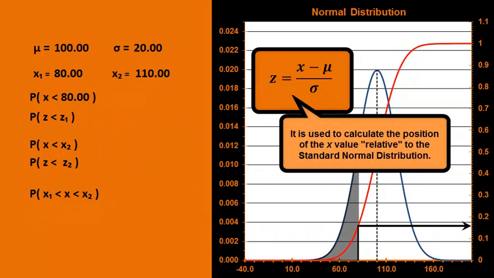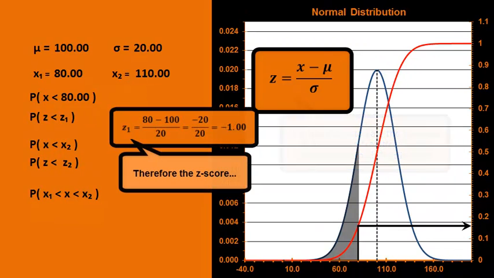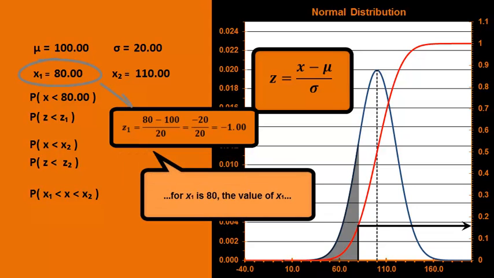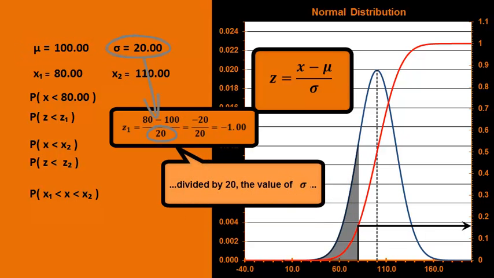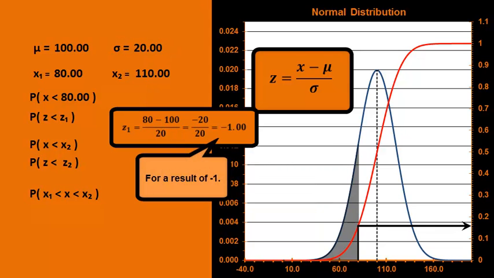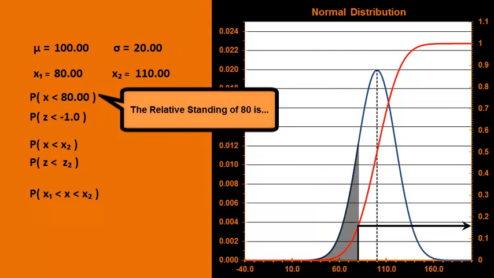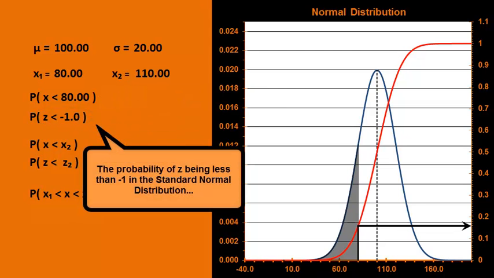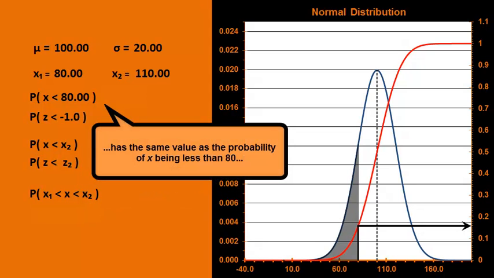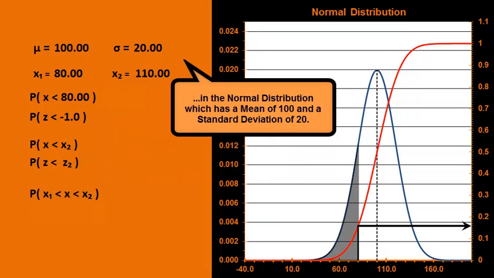It is used to calculate the position of the x value relative to the standard normal distribution. Therefore, the z-score for x1 is 80, the value of x1, minus 100, the value of mu, divided by 20, the value of sigma, for a result of minus 1. The relative standing of 80 is minus 1. The probability of z being less than minus 1 in the standard normal distribution has the same value as the probability of x being less than 80 in the normal distribution, which has a mean of 100 and a standard deviation of 20.